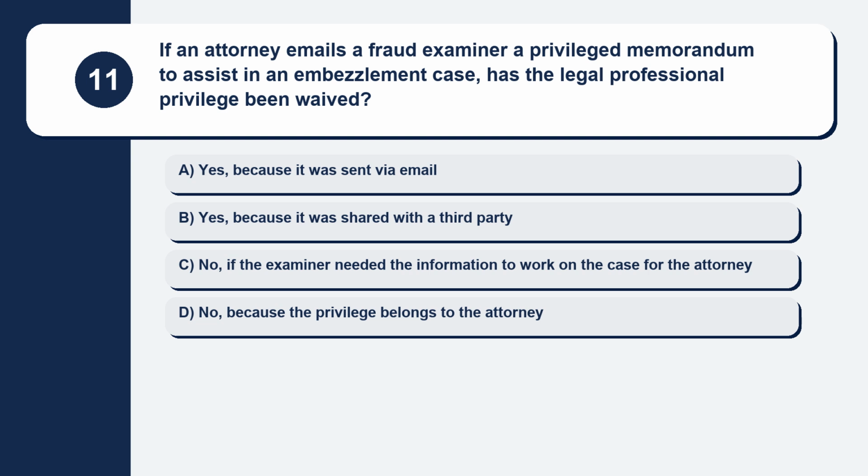Question 11. If an attorney emails a fraud examiner a privileged memorandum to assist in an embezzlement case, has the legal professional privilege been waived? Yes, because it was sent via email. Yes, because it was shared with a third party. No, if the examiner needed the information to work on the case for the attorney. No, because the privilege belongs to the attorney.